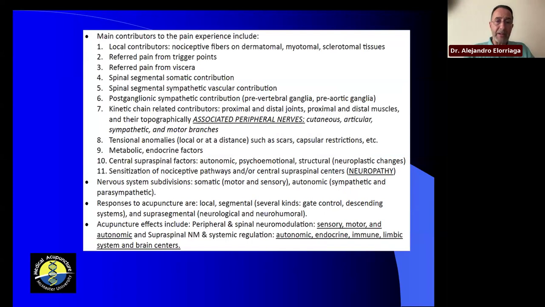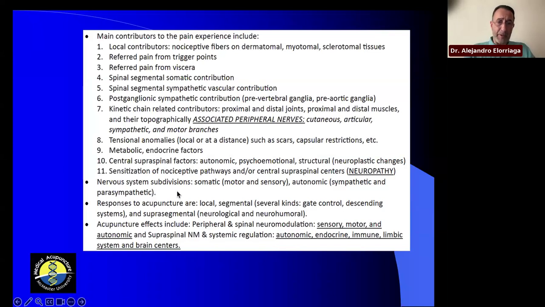You have 3 articles where all these 10, 11 contributors are explained in detail, and you will be provided with a file at the end of these presentations or at some point with these 3 articles plus another 4 explaining the foundation of the neurofunctional operating system. So I will not get into each of these in detail.